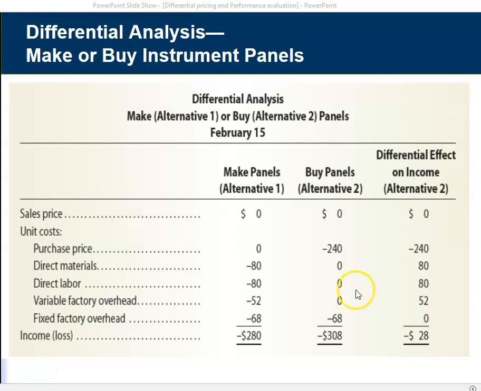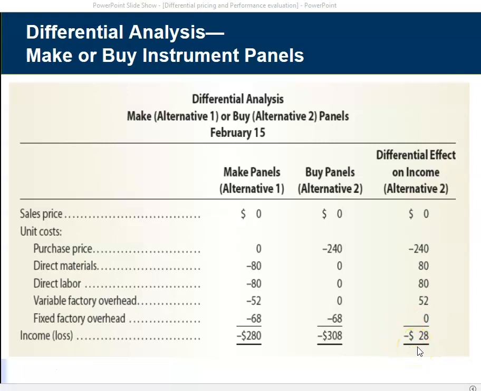The reason is because when we make the panels, we're going to include all of these costs, and that comes to $280. But if we decide not to make the panels, we're still going to absorb this $68 in fixed factory overhead. So making the panels costs us $280, but buying the panels is not really a cost of $240. It's a cost of $240 plus the reallocated $68 in fixed factory overhead for a total cost of $308. So making the panels ourselves actually saves us $28.